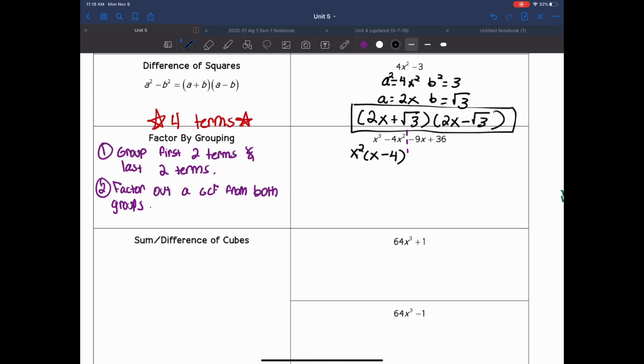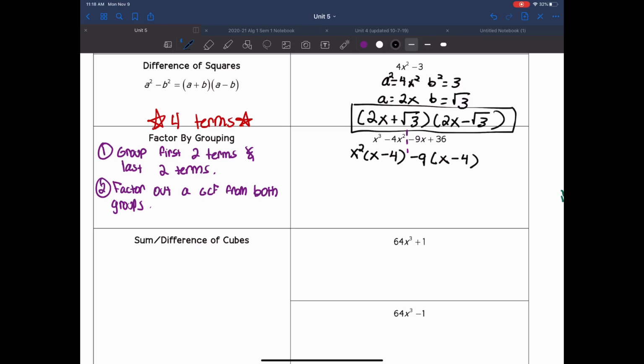Then if I factor out a GCF from the second side, I have negative 9x plus 36. Well, I know that both of those terms, negative 9 and 36, have a 9 in common. Since my first term is negative, I'm going to pull out a negative as well. So that's going to be negative 9 I'm pulling out of here. And then what's left over is negative 9x divided by negative 9 is positive x. 36 divided by negative 9 is going to be negative 4.